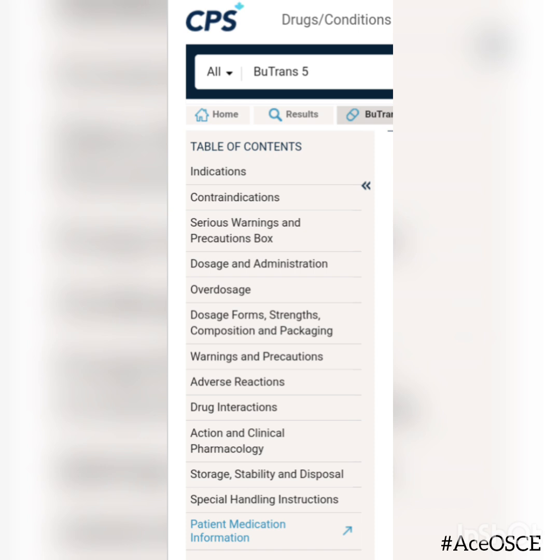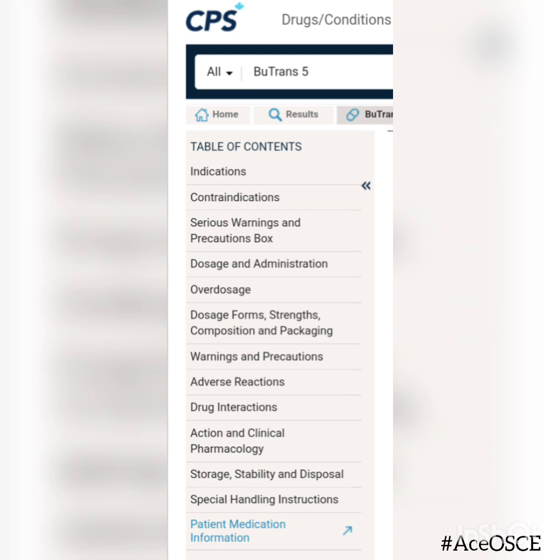The next is an important topic of dosage forms, strengths, composition and packaging. So what sort of composition a medication has, any allergic substances, so the patient may not want to take that specific one. Then comes warnings and precautions, so all your side effects, your special populations, your adverse reactions, which is your side effects, drug interactions, especially for people on multiple medications, actions in clinical pharmacology, which you know already, and then comes storage, stability, and disposal, especially for vaccines.